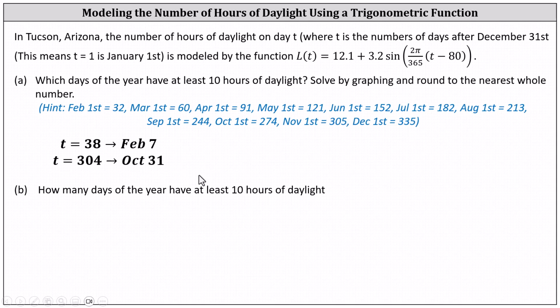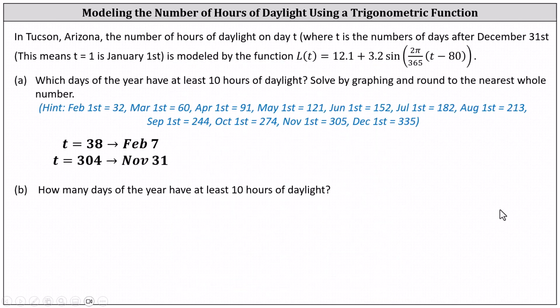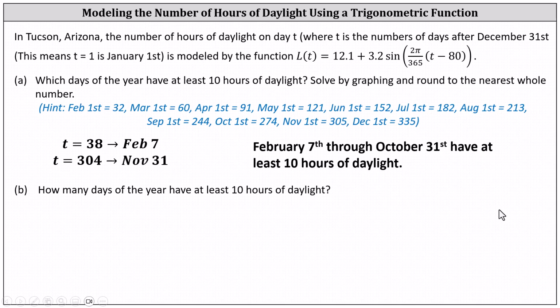Let me show you the table I used to determine these dates. This table shows the days of the year numbered from 1 through 365. Notice we have the months along the top. Notice t equals 38 would be February 7th. The month is in the top row, and then the day of the month would be in this first column. And 304 corresponds to October 31st. This indicates February 7th through October 31st have at least 10 hours of daylight.